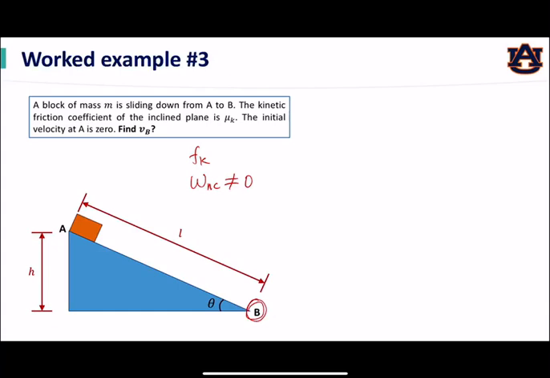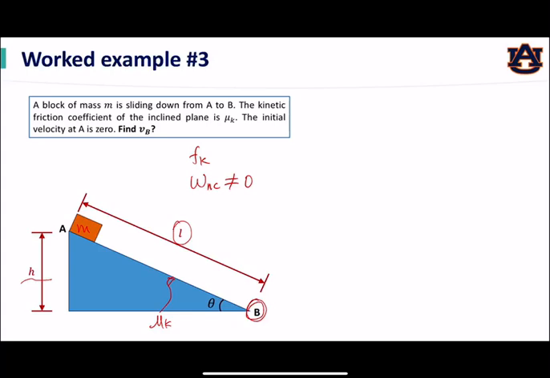So our setting of the inclined plane is the same as before. The height of the inclined plane is h, and the length of the inclined plane is L. The only difference is now we need to consider the kinetic friction of the surface. So the mass of the block is again m, and it's going to start at rest and slide down from A to B.